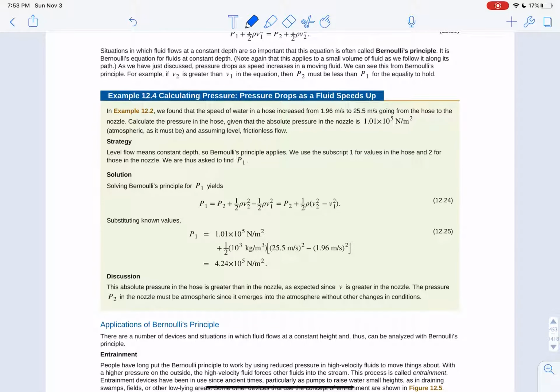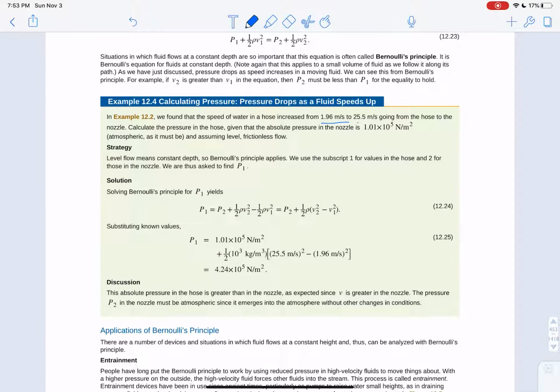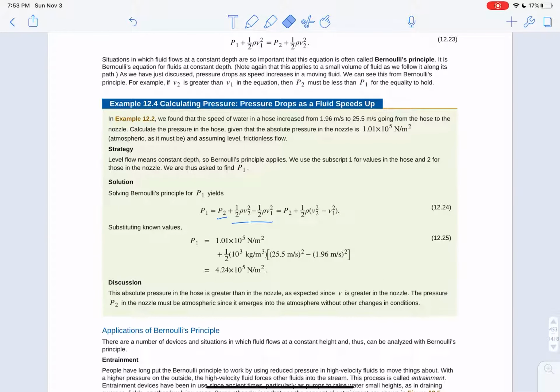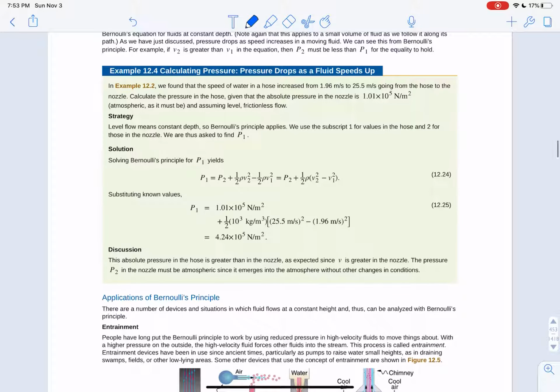So in this hose where the speed went from 1 to 25 meters per second, we want to calculate the pressure. And so we know we can calculate the pressure. It's the pressure at the other point plus the change in energies here. And the height we don't have in our equation because it's not changing height.